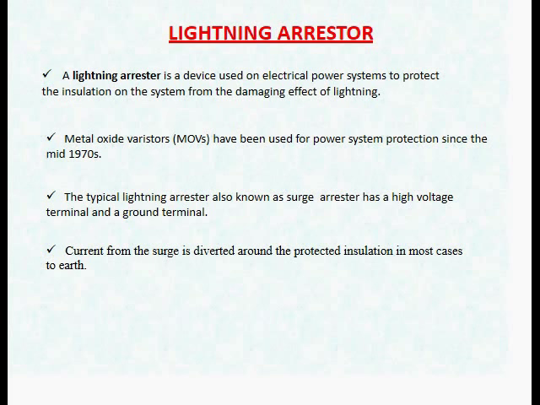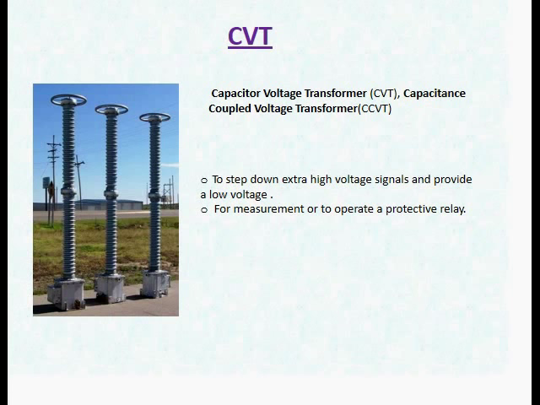This is the CVT or capacitive voltage transformer, or capacitance coupled voltage transformer, CCVT. It is similar to the PT or potential transformer or VT or voltage transformer, but there is a major difference between CVT and VT. What is that? VT is used at lower voltage levels and CVTs are used at higher voltage levels, generally from 132 kV and above.